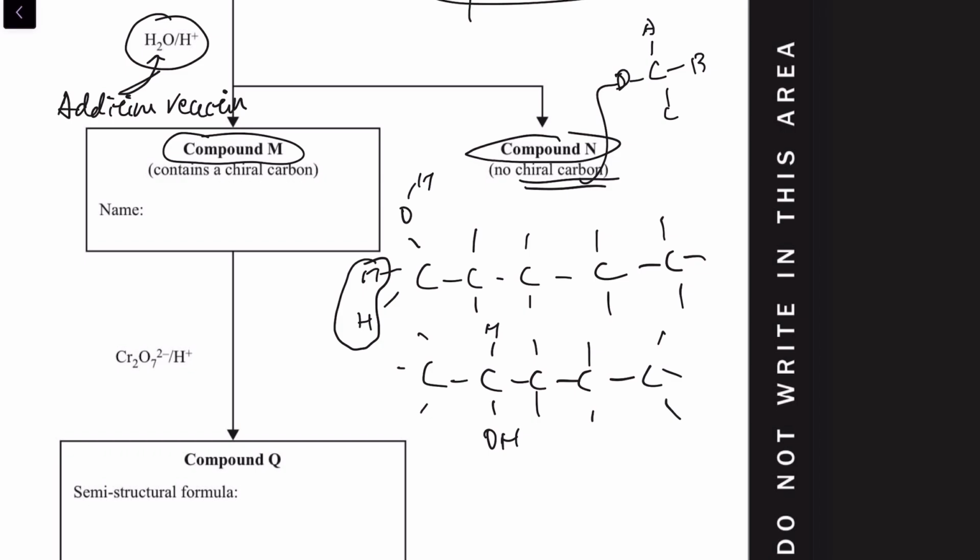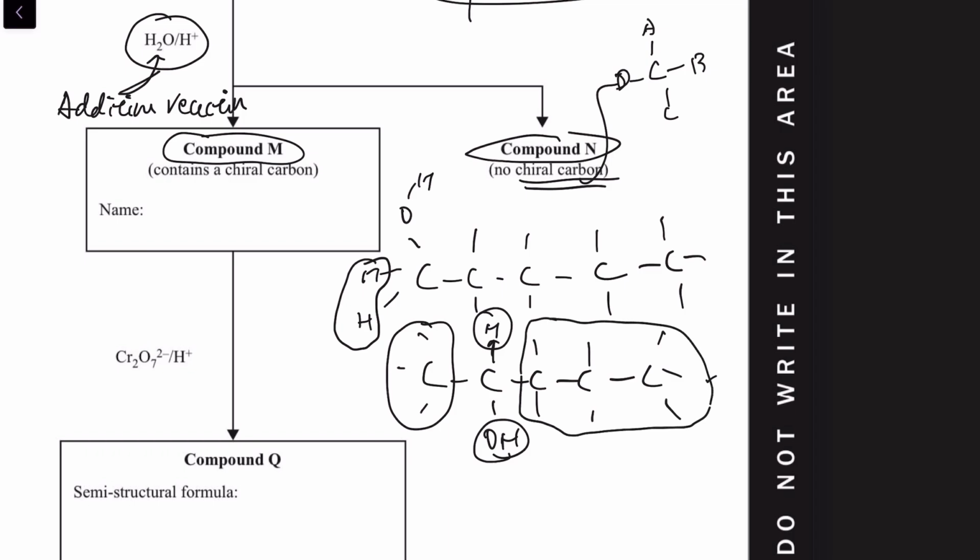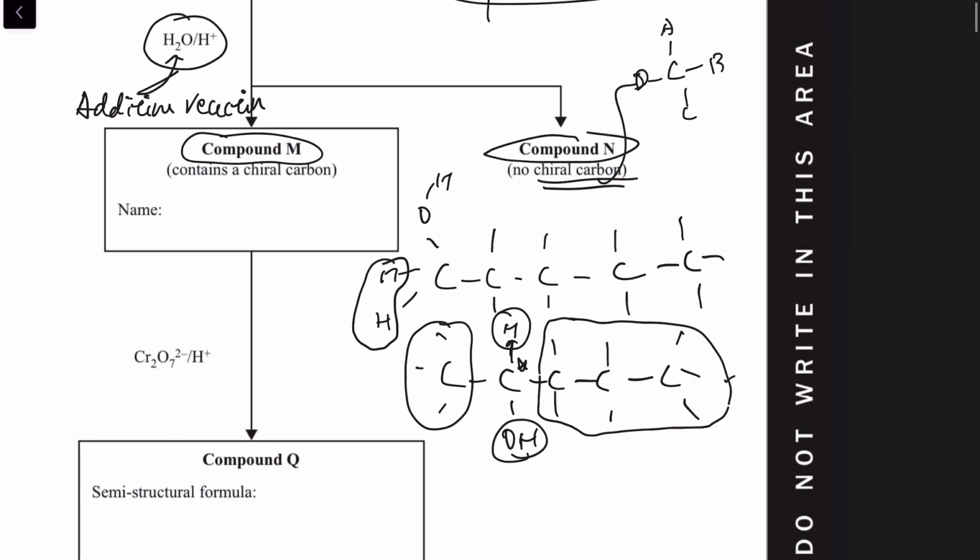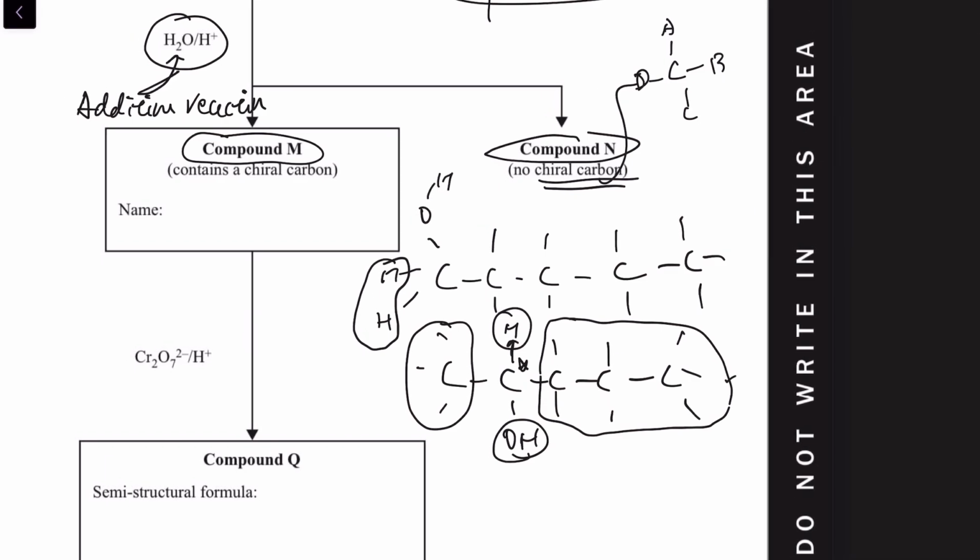But for this molecule, the second molecule, it is connected to hydrogen, OH, CH3, and a very long carbon chain. So indeed, you are connected to 4 different things. So you put an asterisk on this carbon, so it contains a chiral carbon. So the name of this is pentane. So you drop the E and indicate the position, which is on the second carbon, OL. So this is the name for this compound M.